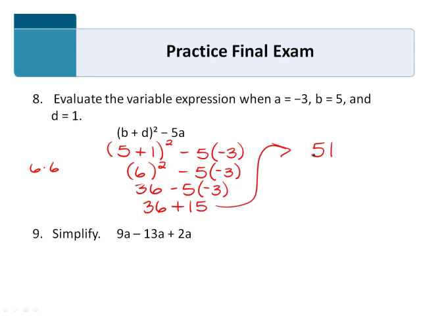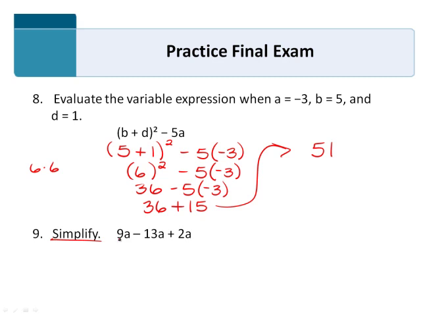51. Okay? Now, number 9, realize this does not have anything to do with number 8. We're not evaluating. We're simplifying. These are all like terms, 9a, 13a, 2a. So you can work straight across, you can combine your like terms, the two positives if you want to. It's almost easier just to work straight across.